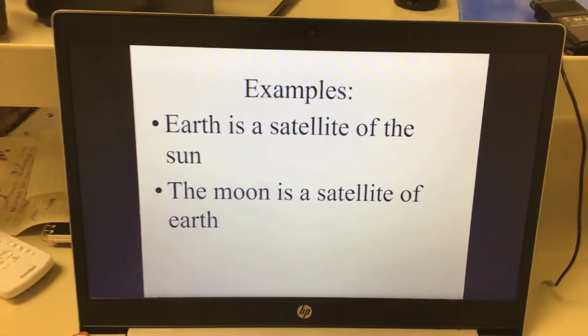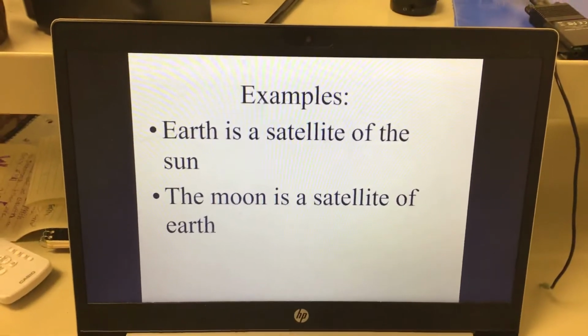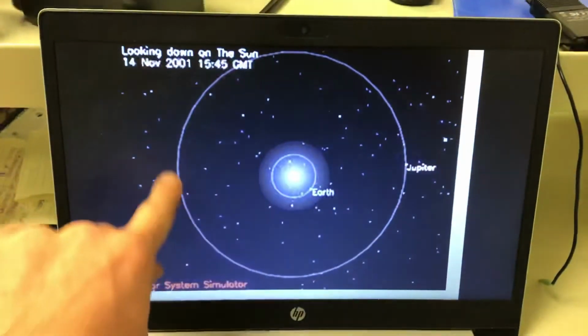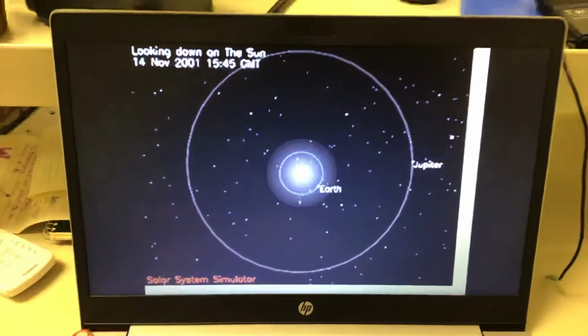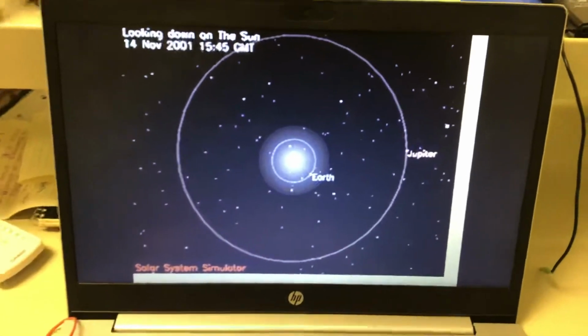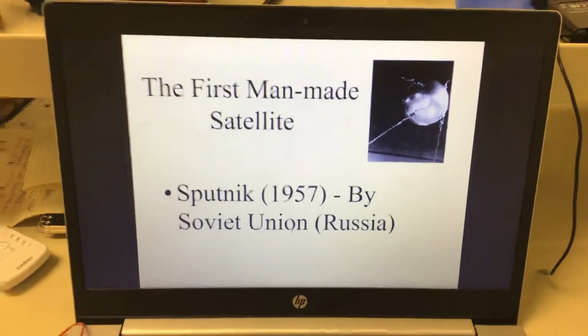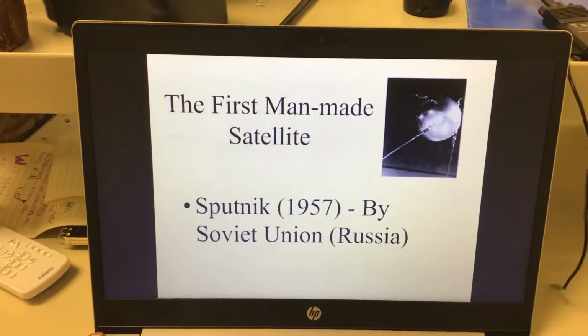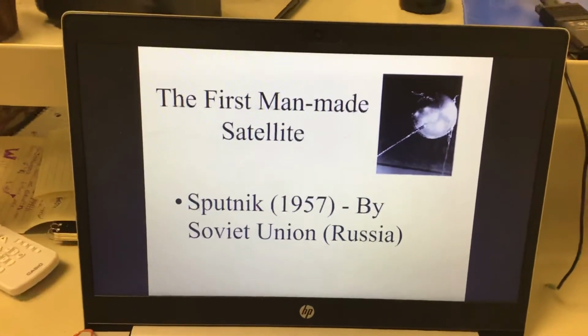You don't need to write this, but the Earth is a satellite to the sun, the moon is a satellite to Earth. Here is an orbit of Jupiter around the sun. Write this down. The first man-made satellite was the Sputnik, 1957, by Russia.